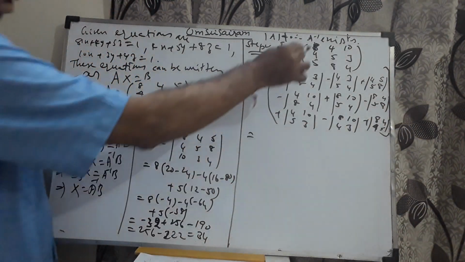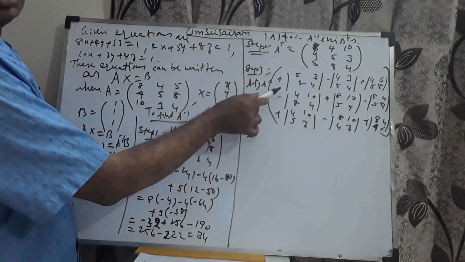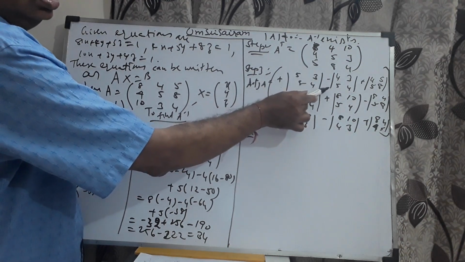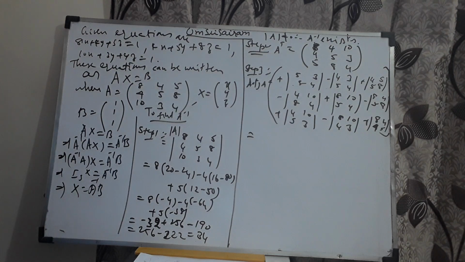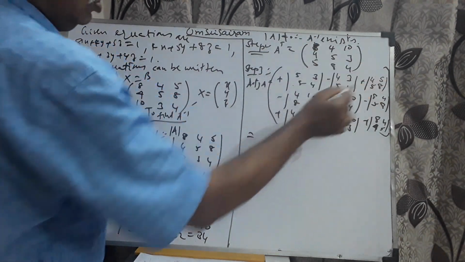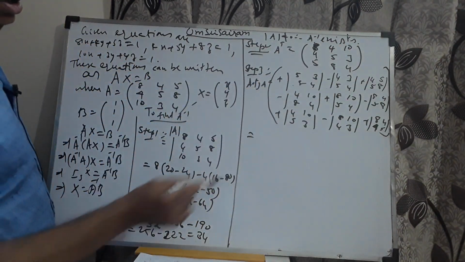Let me just check. Remove the row and column: 5, 3, 8, 4. I have minus 1 raised to 1 plus 1. Therefore, it becomes plus. Here I have minus 1 raised to 1 plus 2. Therefore, plus, minus, plus. Alternate signs I have for the various terms. Then remove the row and column: 4, 3, 5, 4. Remove row and column: 4, 5, 5, 8. Then remove row and column: 4, 10, 8, 4.